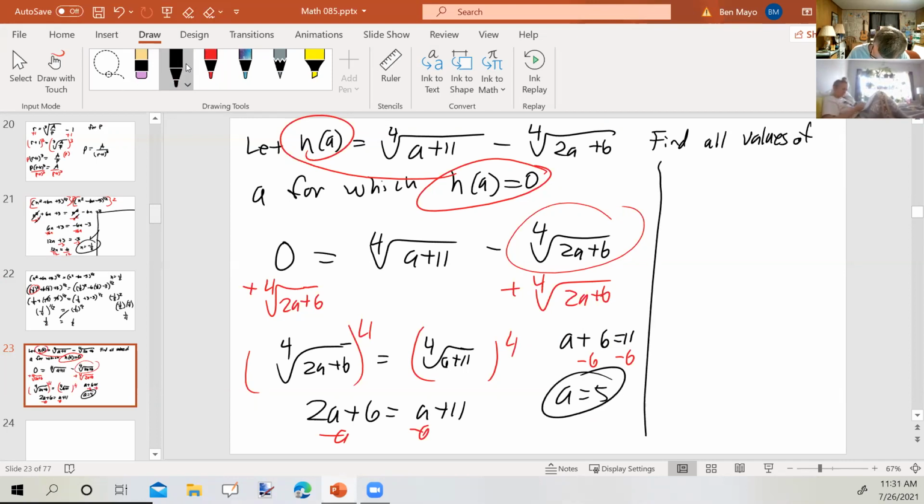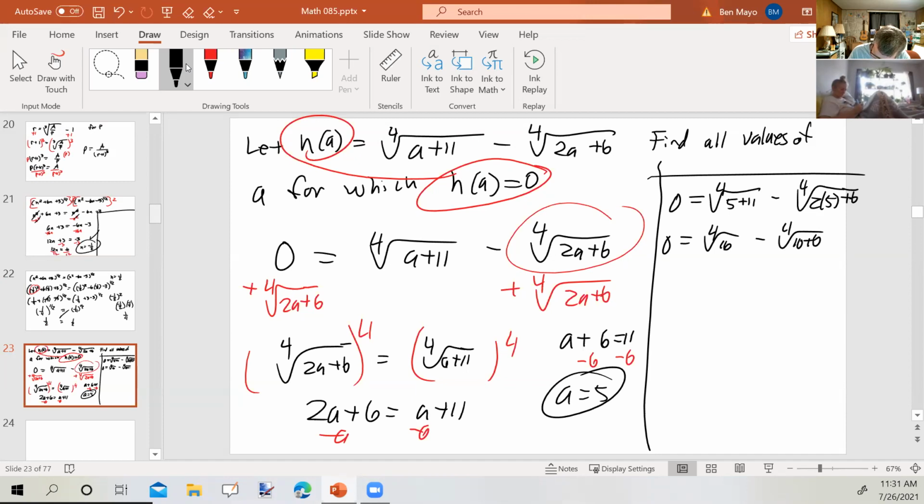So let's see if that's true. We'd have 0 equals the fourth root of 5 plus 11 minus the fourth root of 2 times 5 plus 6. 0 equals the fourth root of 16 minus the fourth root of 16. Well, the fourth root of 16 is 2, and 2 minus 2 is 0. But even without doing that, wouldn't the fourth root of 16 minus the fourth root of 16 be 0? So 0 equals 0, and a equals 5 checks out.